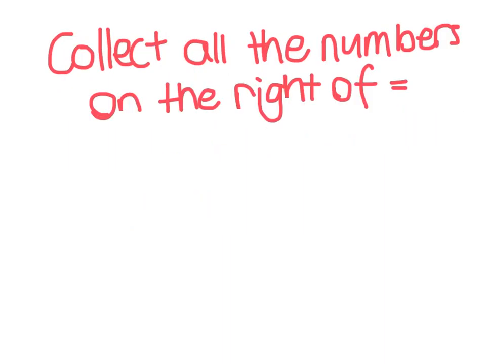Right, the key thing here is to remember to collect all the numbers on the right hand side of the equals. Okay, so all movement is going to go from the left onto the right. Okay, we'll start off with an example. Let's say we've got 8x plus 12 equals 20.